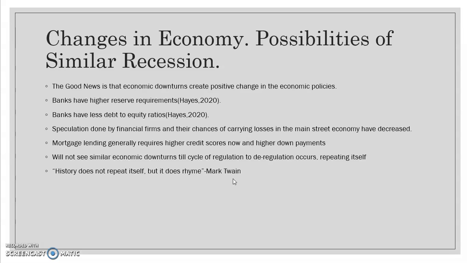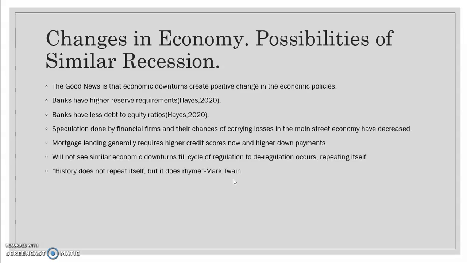We saw this during March of this year. Banks are healthier. Banks have lower debt to equity ratios. They're a lot less leveraged. Speculation done by financial firms has less of a chance of spilling over into the Main Street economy. Borrowers, for that matter, have to have higher down payments, generally 20% now, and 750-plus credit scores in order to go ahead and get a home.